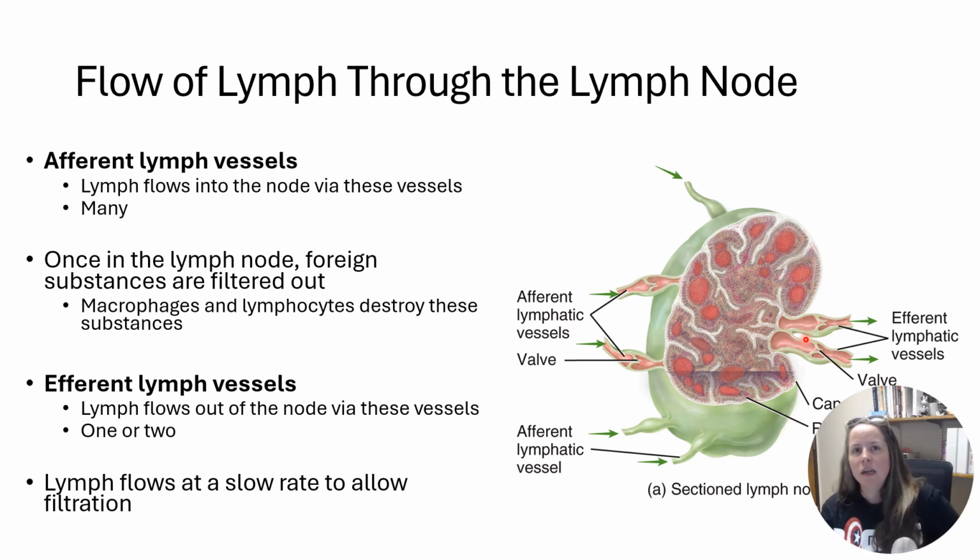The idea here is if I have more lanes of traffic coming in and fewer lanes coming out, it's going to create a backflow. And so it gives time for that lymph to percolate, go through these various areas and layers of your lymph node, giving those B cells and T cells a chance to see if there's anything there that they need to mount an immune response for. Okay?